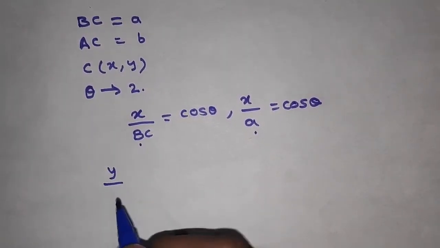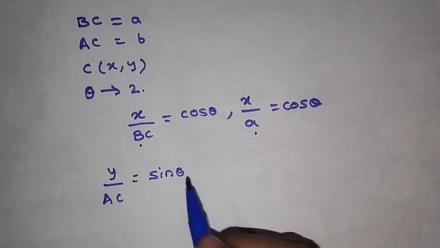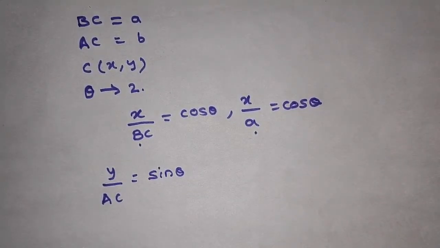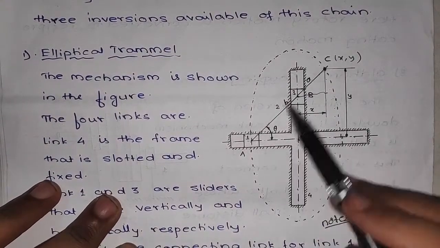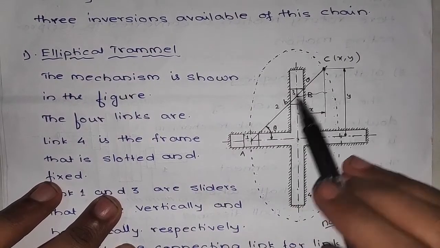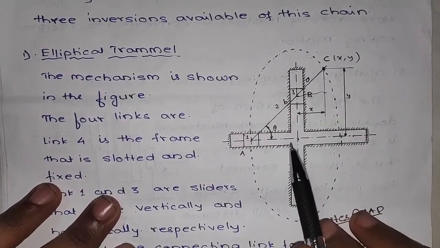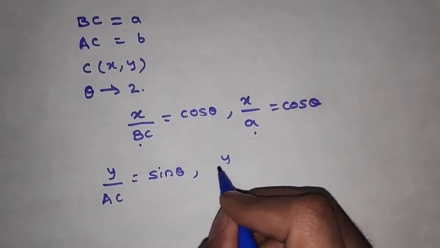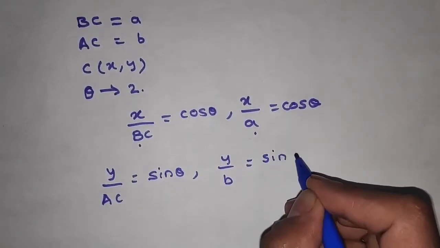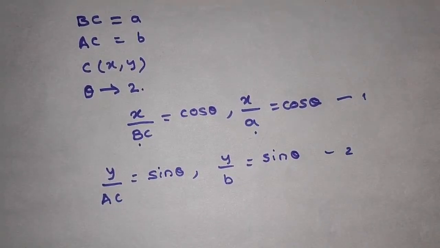Also we have y upon AC is equal to sin theta. Let us see how we get this. If you see here, this is y and this is AC. So the opposite side upon the hypotenuse will give you sine of this angle theta. So y upon AC is equal to sin theta. I have written this y upon AC is equal to sin theta. This can be written as y upon B is equal to sin theta. I'll consider this as equation 1 and this as equation number 2.